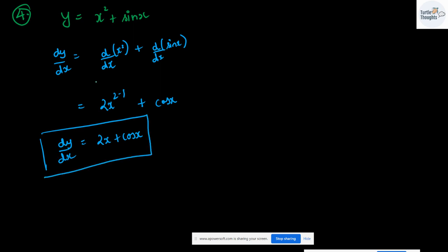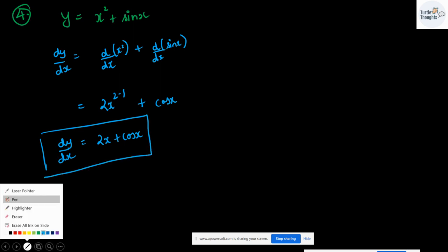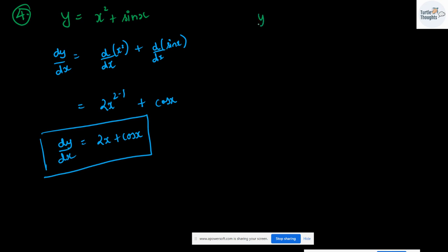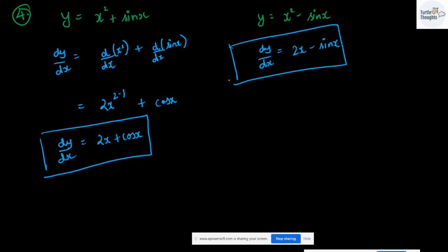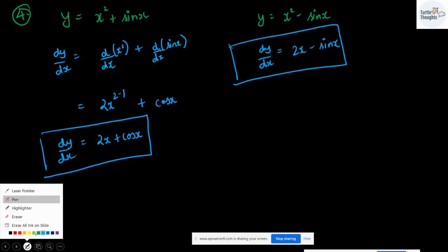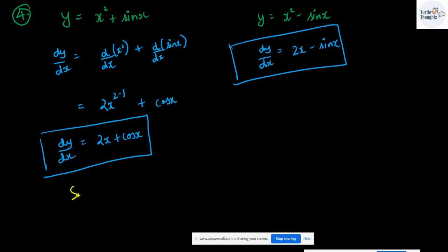Similarly, if I have a negative sign, say if I had y is equal to x squared minus sine x, now the differential of y with respect to x, dy by dx, is going to be the same thing but with a negative sign. This is the only difference. Okay, so this one is your sum rule. This is your difference.